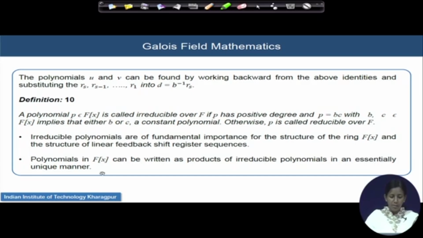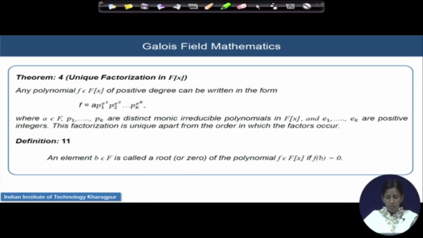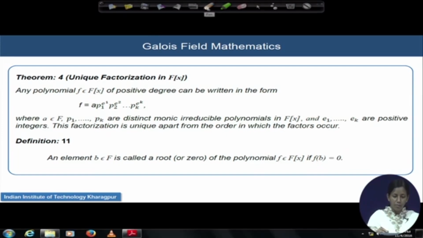The polynomials in F x can be written as products of these irreducible polynomials in an essentially unique manner. You can verify it by some example. Now, let us come to unique factorization in F x. Suppose a polynomial f exists over the field F x, and it has a positive degree. Then I can express it in this form.